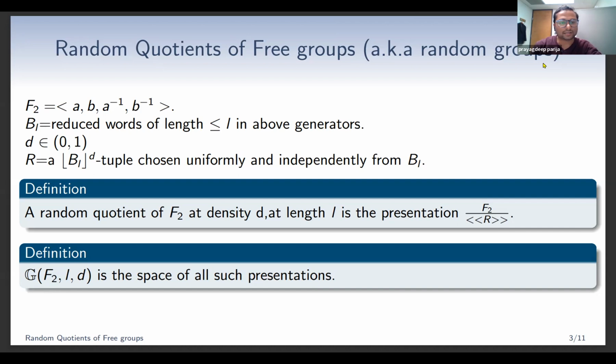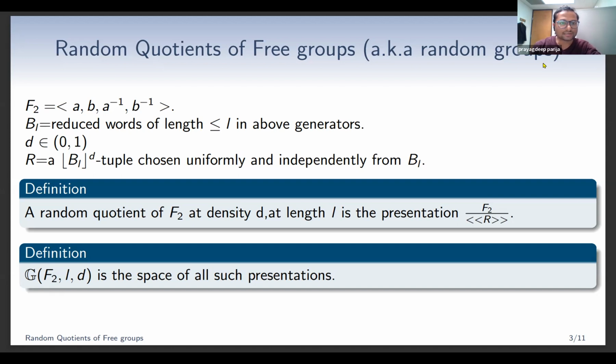We'll say that a random quotient of F2 at density D at length L is a presentation F2 quotiented out by the normal closure of this random choice of relators. So F2 quotiented out by the normal closure of R. And the space of all such presentations we will denote by G(F2, L, D). So that's the space of all presentations at length L and at density D.